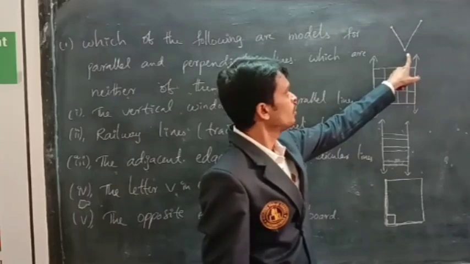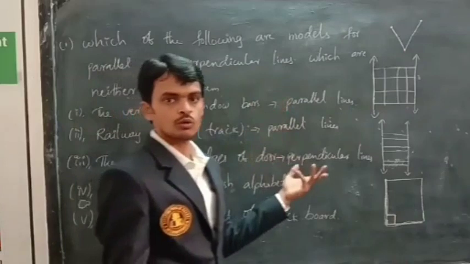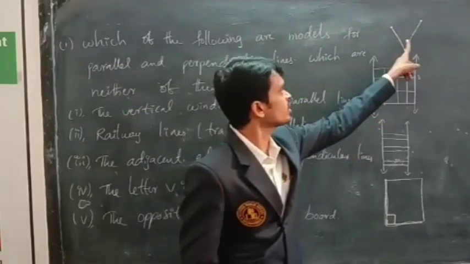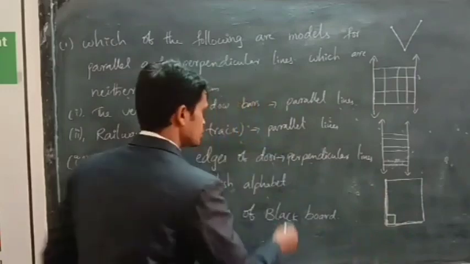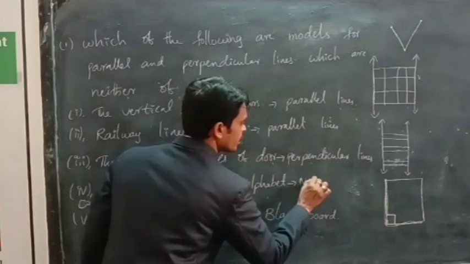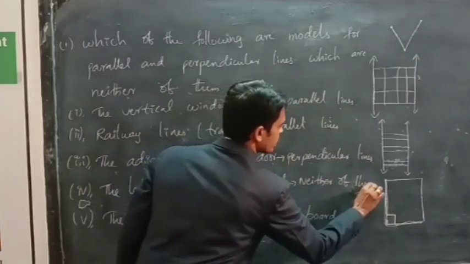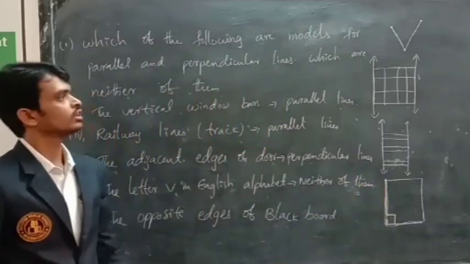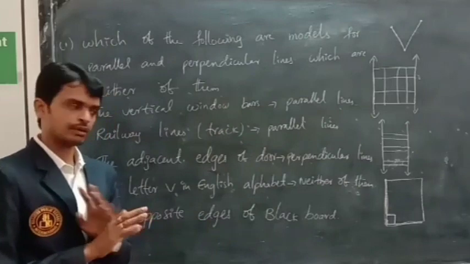Next, are they perpendicular? No. Why? Because they are not intersecting at right angles. Then what are they? It is neither of them. The letter V is neither parallel nor perpendicular.